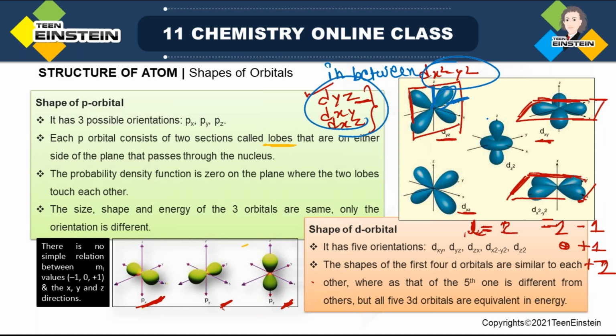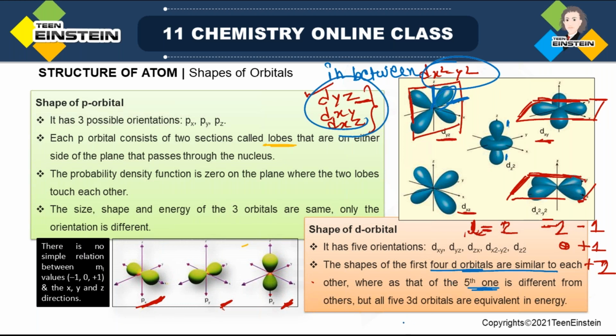Otherwise, in all these 4, you can find 4 lobes, so their shapes are actually similar. That is, the shapes of the first 4 d orbitals are similar to each other, but the 5th one looks completely different, as if it is a p orbital. This part you can find similar to a p orbital, but there is a donut shape also in the center, which makes it different from a p orbital. It is not like a p orbital, but it is also not like the other 4 d orbitals.